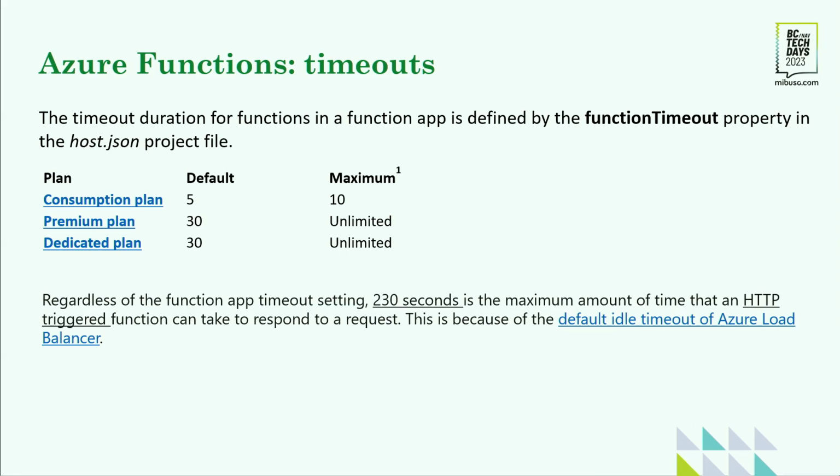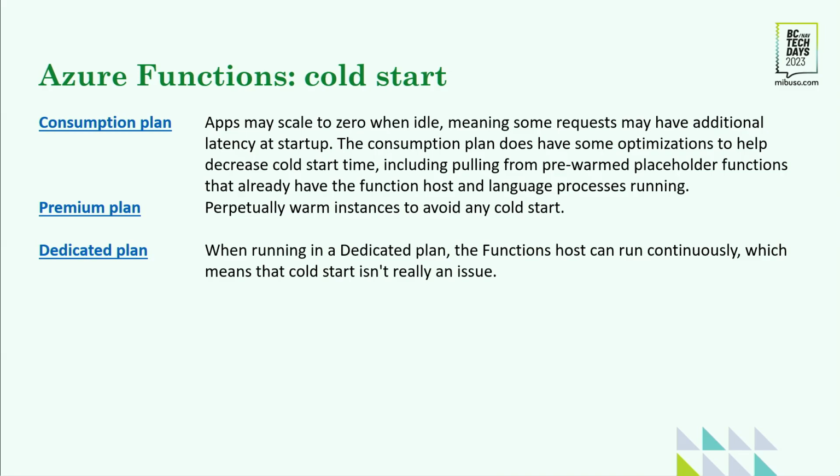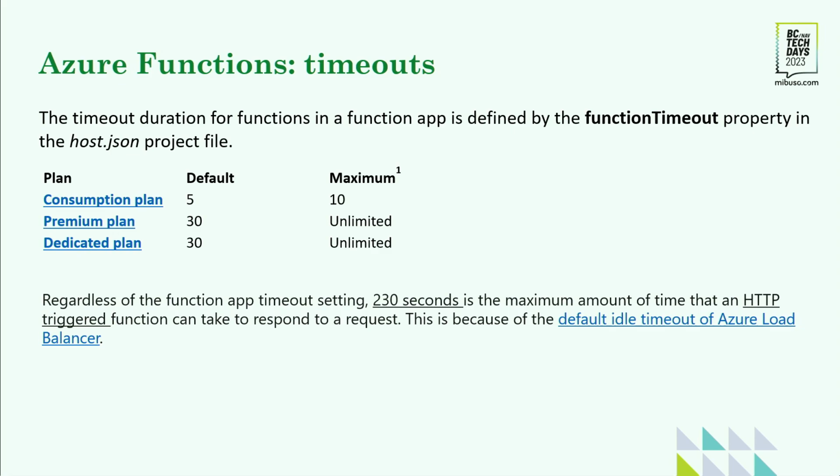Remember, because this is a common error, that regardless of the function timeout and app plan that you have, if you are using HTTP calls, you have a timeout that is maximum this number of seconds. This number of seconds, not 5 minutes or 30 minutes like at the top of the slide, because this is the default timeout of the Azure load balancer that handles the HTTP client. So you cannot go above that.